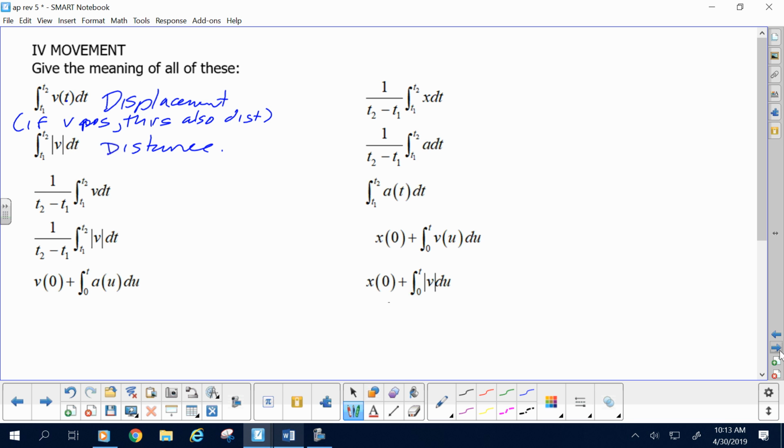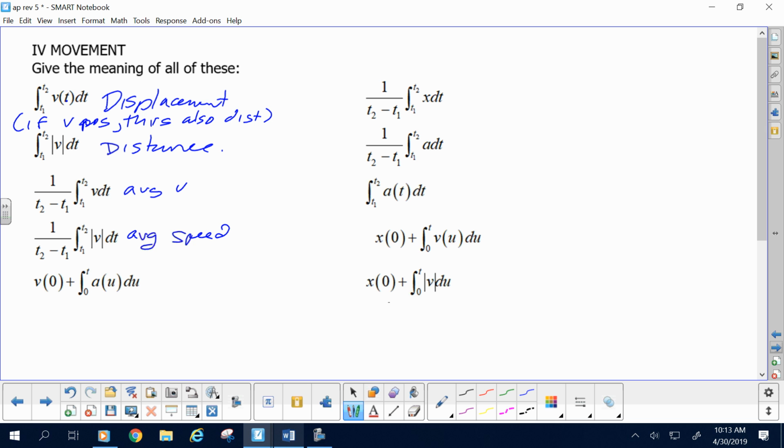Okay. What about that guy, that third one down? Average velocity. What about the fourth one down? Average speed. It's what's in the integral. It's an average value idea, but average value of what? Well, speed. What about the third one?